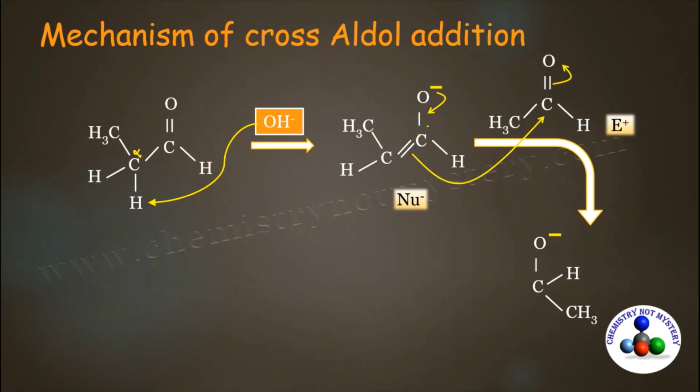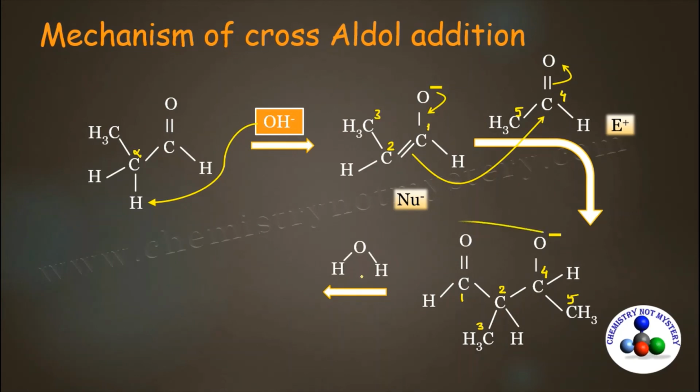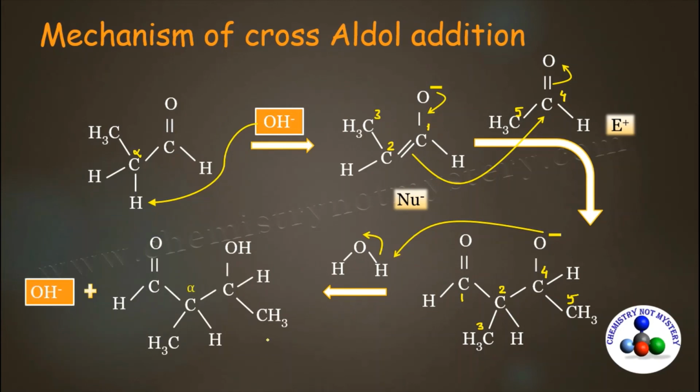Now number the carbon. This is carbon 1, 2 and 3. This is carbon 4 and this is carbon 5. So this is the fourth carbon that is bonded to the fifth carbon, and now the second carbon forms a bond with the fourth carbon. So here this is the second carbon, and the second carbon at the same time is bonded to carbon 1 and bonded to carbon 3. Now this anion will abstract hydrogen from the water molecule and OH minus ion will be formed. And this molecule will be formed.